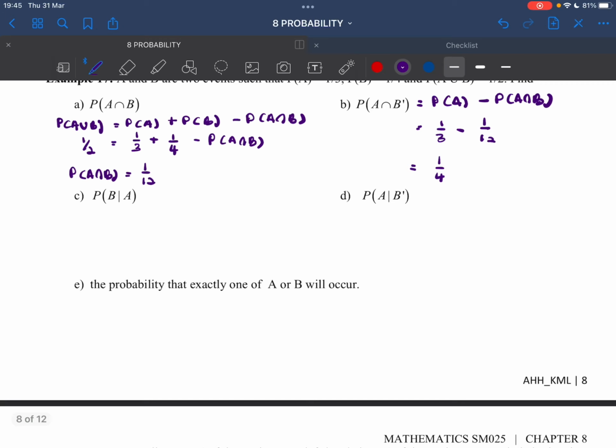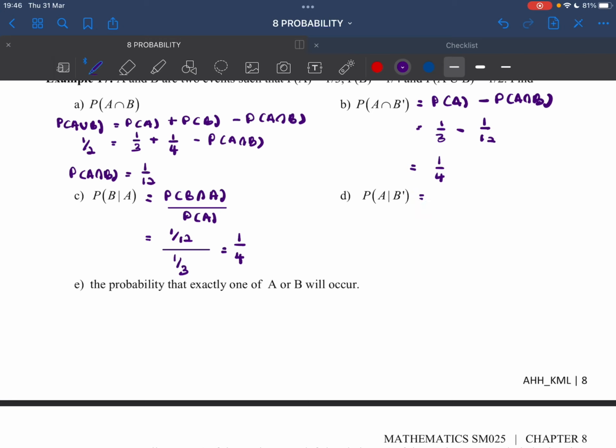Okay, P(B given A). We just simply follow the order. P(B intersect A). What will be down here is the same thing as at the back, P(A). P(B intersect A) is the same as P(A intersect B), which is 1 over 12. P(A) is given in the question, which is 1 over 3. And we'll have the answer 1 over 4. Alright, so here we have the last one.